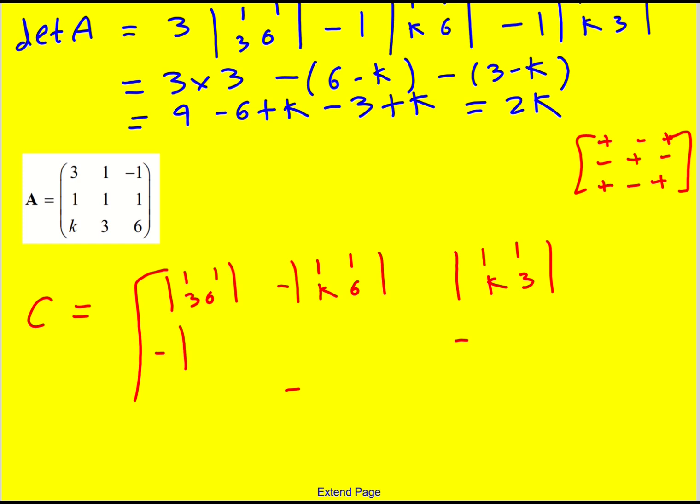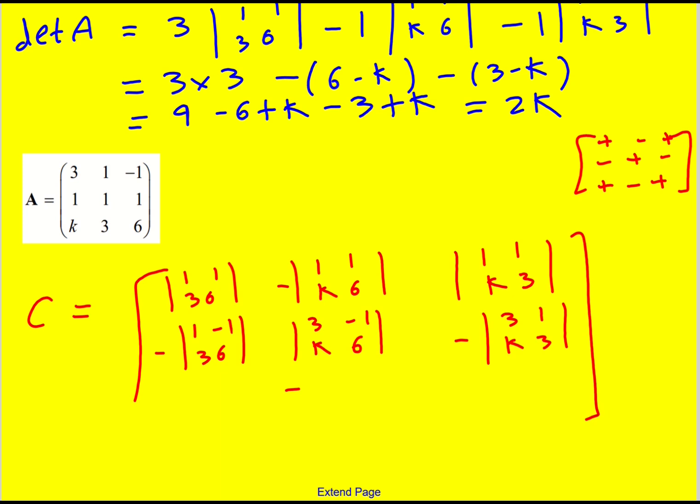Okay, let's keep going. So now I'm going to remove this. I've got 1 minus 1, 3, 6. And then 3 minus 1, k6. Then 3, 1, k3. Take it steady. Then 1 minus 1, 1, 1.